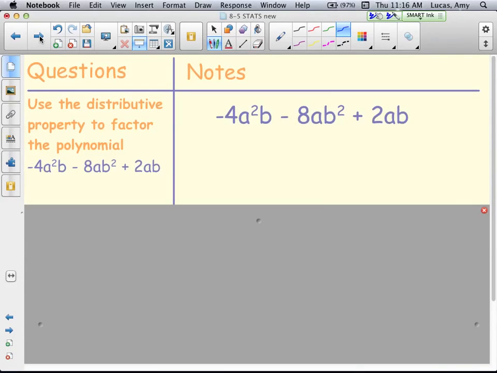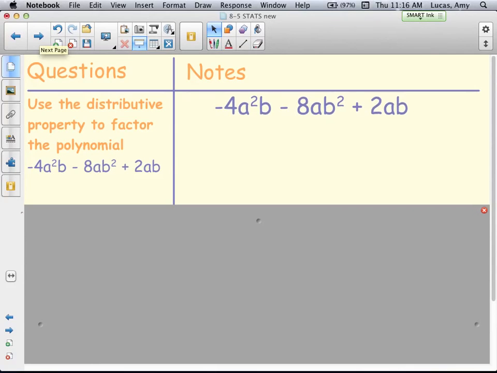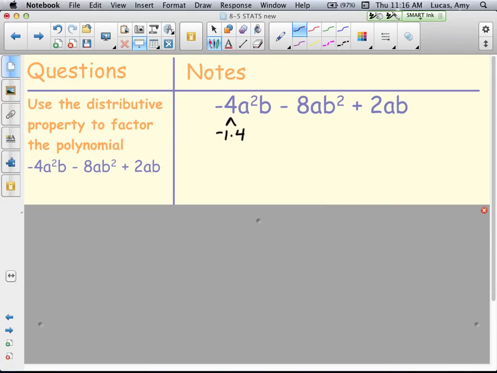Okay, now this one says use the distributive property to factor the polynomial, and it really is just like the last ones that we did. The only difference is you see more variables here, but that's okay. So I'll factor the first one, negative 1 times 4, and 4 is 2 times 2, so negative 1 times 2 times 2 times A times B.